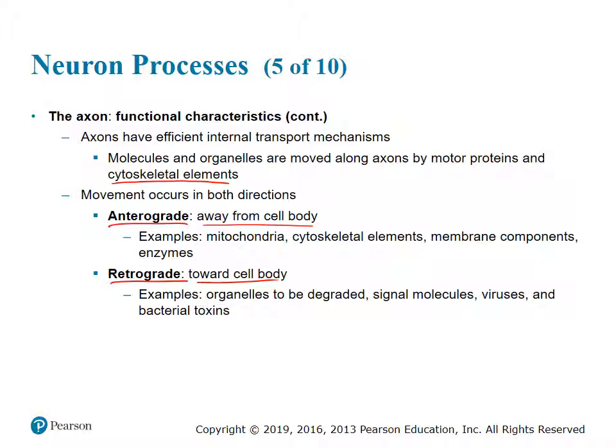Again, the axon and the terminal end need proteins that need to be renewed. If we've released a bunch of, let's say, neurotransmitters, you need to replace them, and they're going to come from the cell body and get transferred down to the end. Or you need to take stuff back, you can. So that will occur.